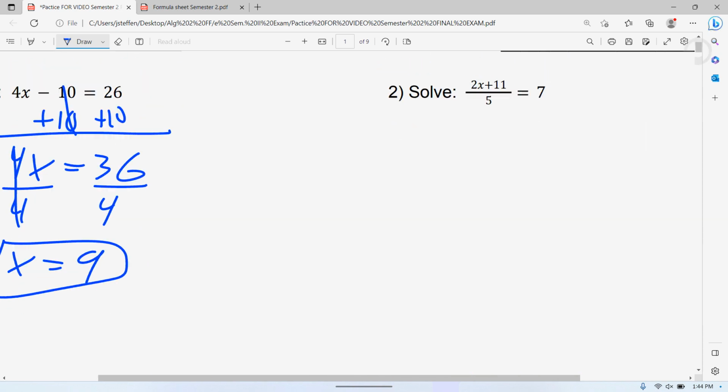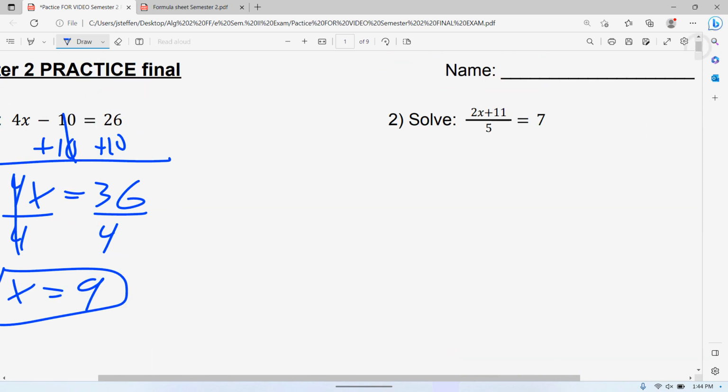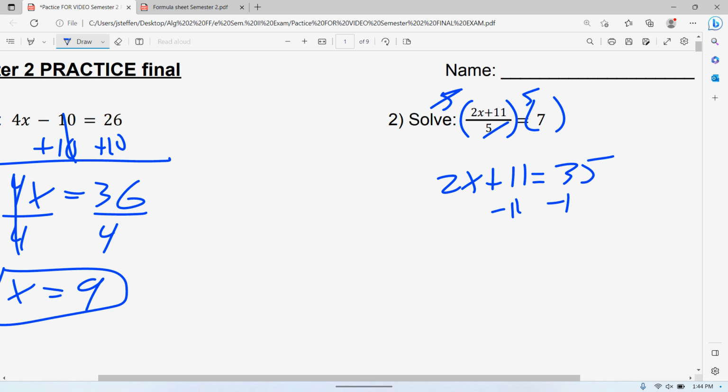So number 2 here. We're dividing everything by 5, so I'm going to multiply both sides by 5. So that cancels. So we end up with 2x plus 11 is equal to 35. Then from here, subtract both sides by 11. Get 2x is equal to 35 minus 11, which is 24. And lastly, divide both sides by 2. We get x is equal to 12.